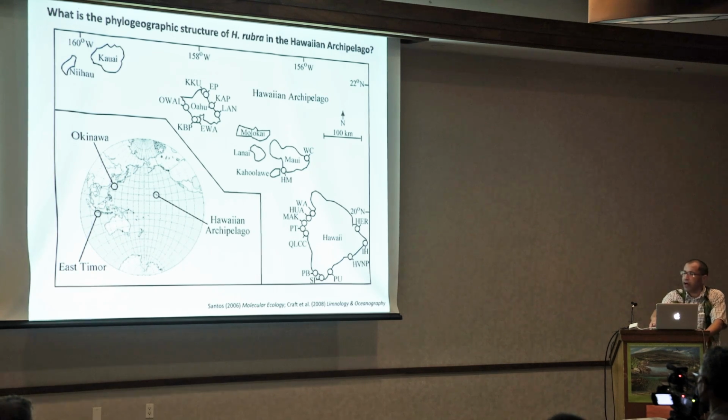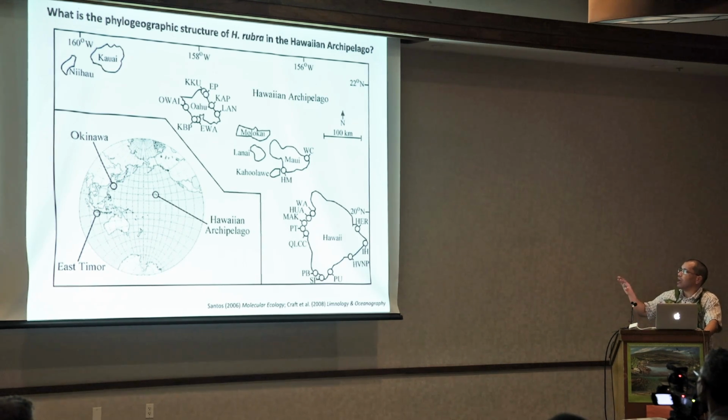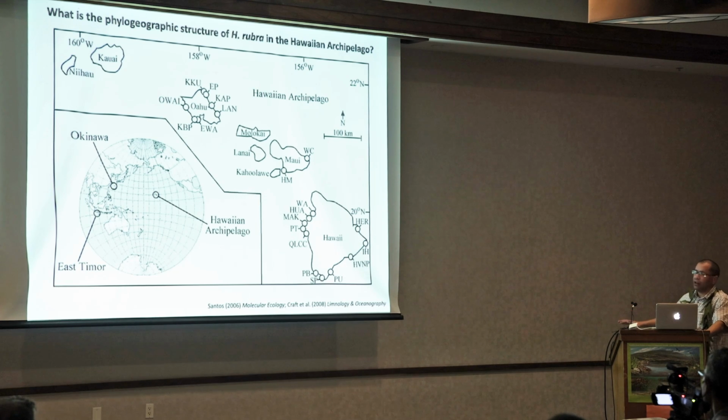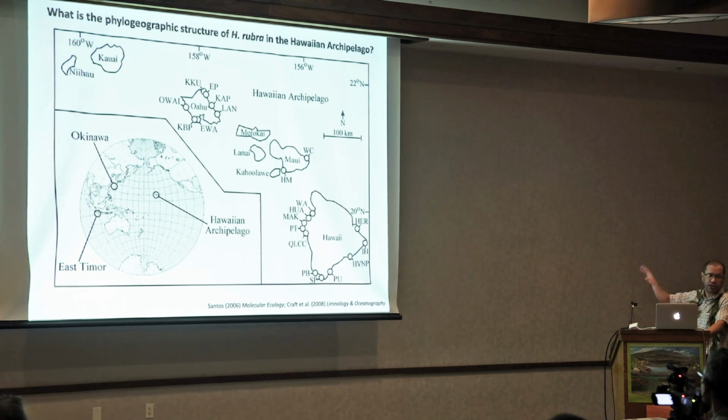So what did we find? Well, we hypothesized that there would be a lot of mixture across the different Hawaiian islands just because of everything that we knew was going on with the species. And of course, you start off with a hypothesis and then you find out you're dead wrong.